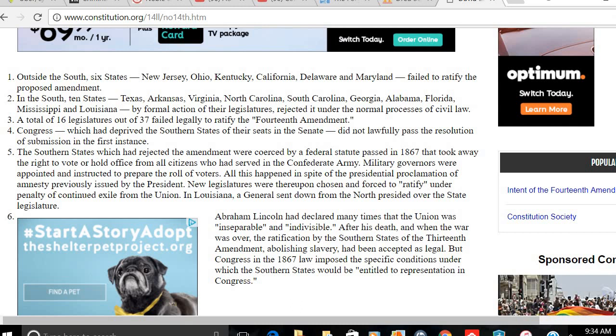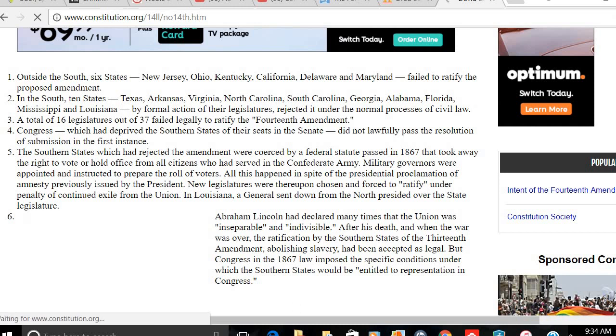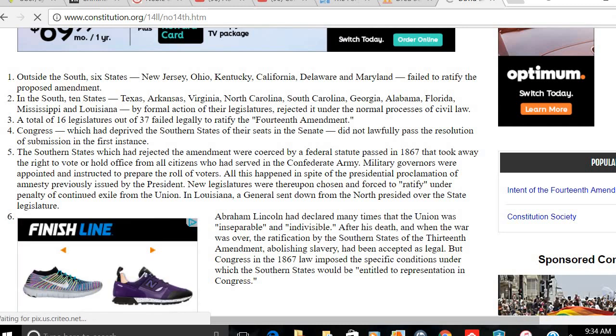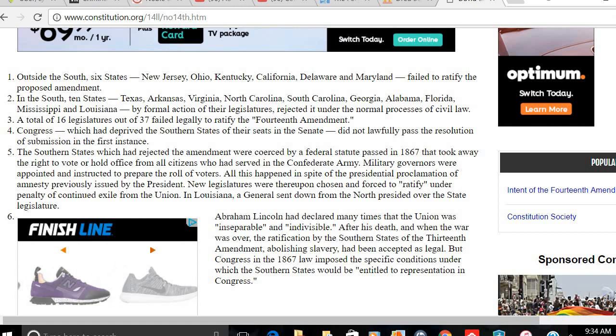They say in the South, 10 states, Texas, Arkansas, Virginia, North Carolina, South Carolina, Georgia, Alabama, Florida, Mississippi, and Louisiana, by formal action of their legislatures rejected it under the normal process of civil law. It said a total of 16 legislatures out of 37 failed legally to ratify the 14th Amendment. Congress, which had deprived the Southern states of their seats in the Senate, did not lawfully pass the resolution of submission in the first instance.